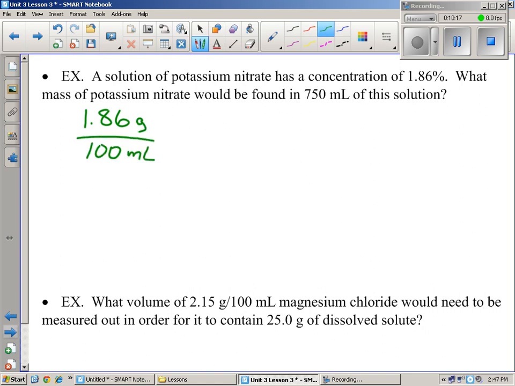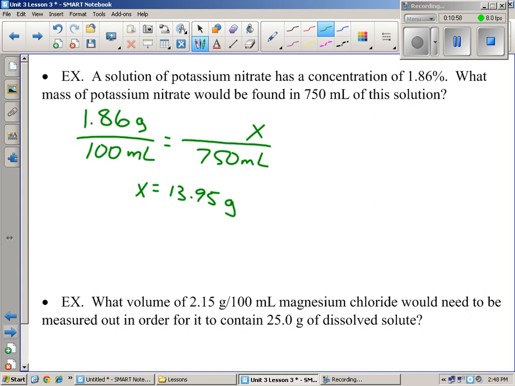That's what 1.86% means. It means you would take 1.86 grams of solid and put it into 100 milliliters. Okay? What mass of potassium nitrate would you have to use in 750 milliliters? Once again, it's just simple equivalent fractions. Cross multiply and solve, or 100 to 750 is a factor of 7.5, so I have to take 7.5 times 1.86. You're going to get 13.95 grams here, all said and done.